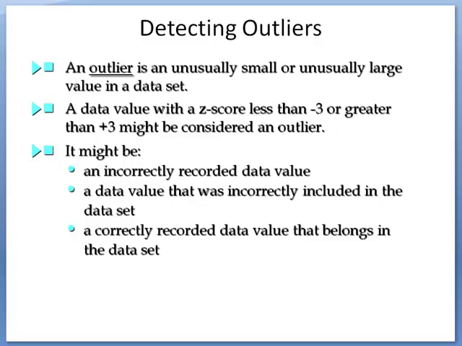If you find outliers in your data, check carefully. It could be that the data was incorrectly recorded, a typographical error. Or it could be that the data value was incorrectly included. Or it could be that it really is correct and that there really is an extreme observation. That's the third possibility.